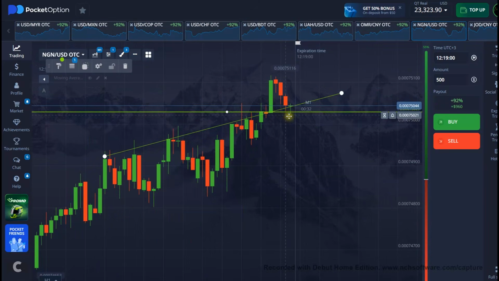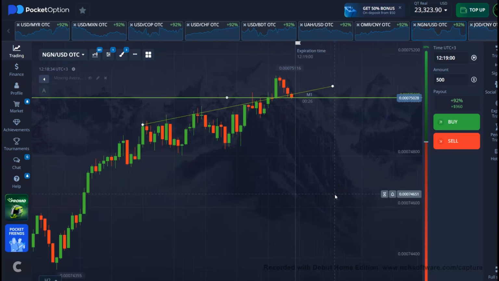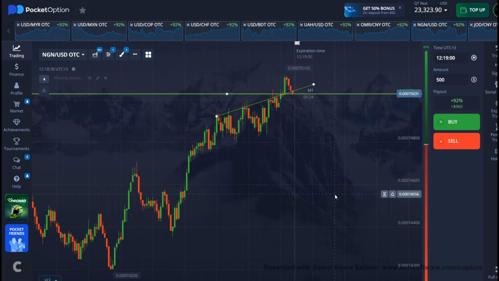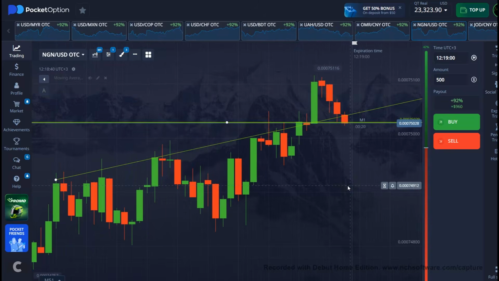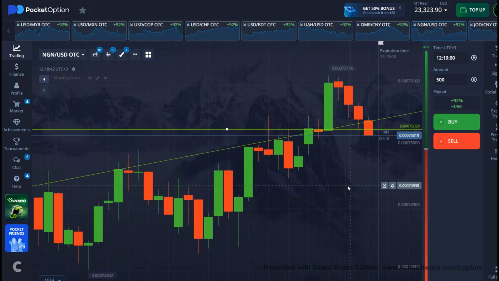So we broke the demand area right here, and I waited for the market to come back to the demand area. Once it did, I took a trade and we won the trade. We also have a very clear uptrend, giving us extra confidence to take this trade.